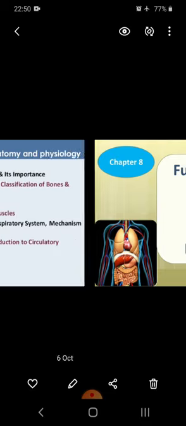properties and functions of muscles, structure and function of respiratory system and circulatory system, equilibrium, dynamic and static, center of gravity, and its application in sports. So today we will discuss the first topic, that is definition and importance of anatomy, physiology and kinesiology. These are all the topics that we have covered.